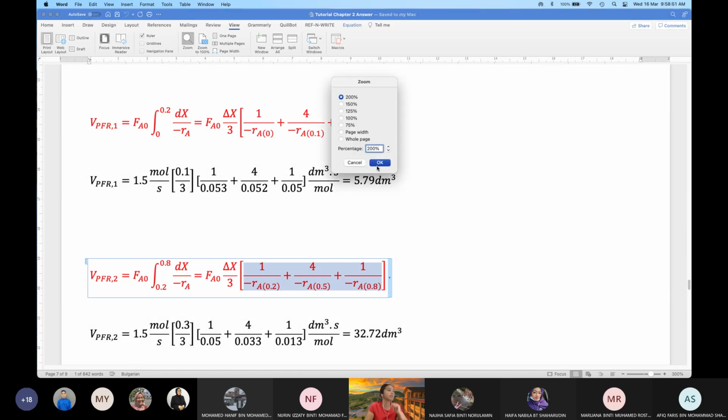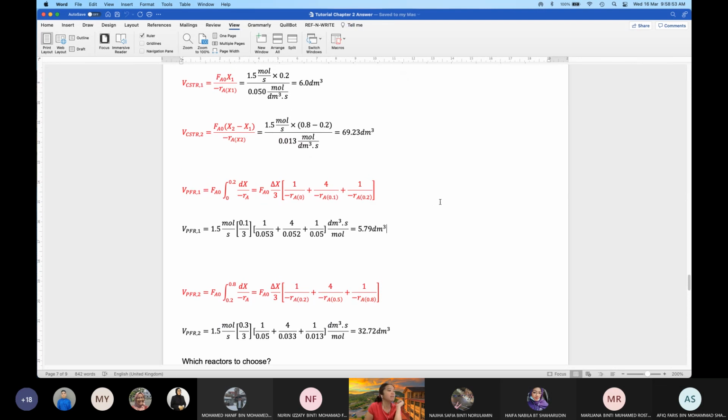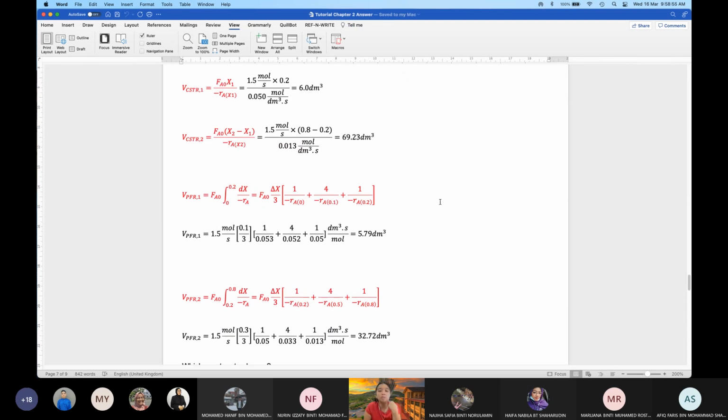Okay, so now come back to the same thing. Kita kena tengok, boleh tak kita guna PFR ini? Tadi CSTR kita dah conclude tak boleh because second reactor tu volume yang diperlukan lebih besar daripada volume reactor yang sedia ada. What about PFR? Okay, so PFR yang kita ada 50-50 kan? Yang we calculated for the first reactor is only 5.79. We need 5.79, we have 50.